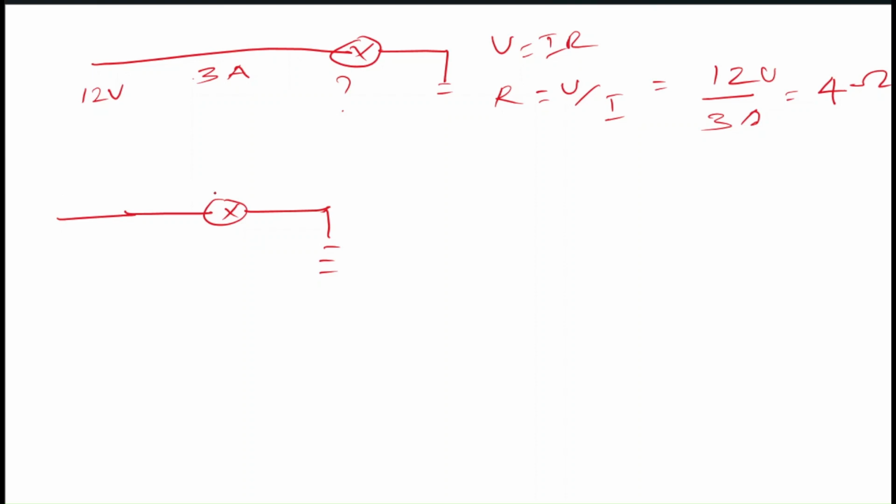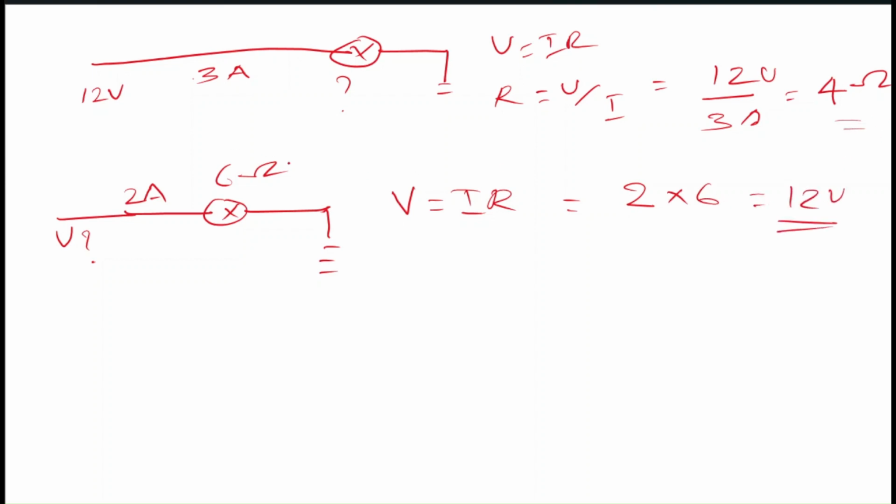This has a load of 6 ohms and it has a current of 2 ampere. And what is the voltage applied here? If you don't know what V is, V is equal to I into R, which is 2 into 6, equal to 12 volt. So if you know two things, if you know V and I, you can find R. If you know I and R, you can find V. This is the simplest way of learning Ohm's law.